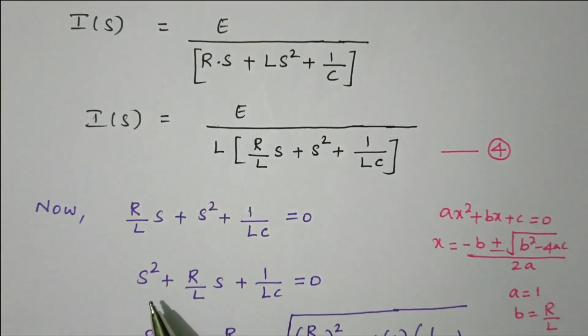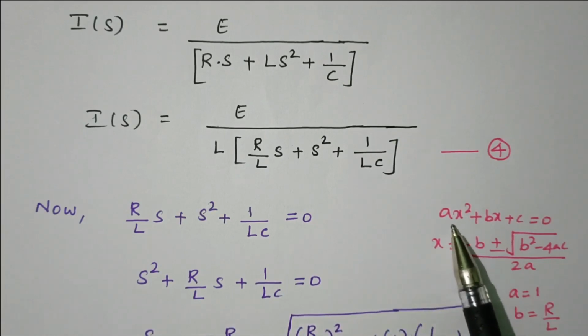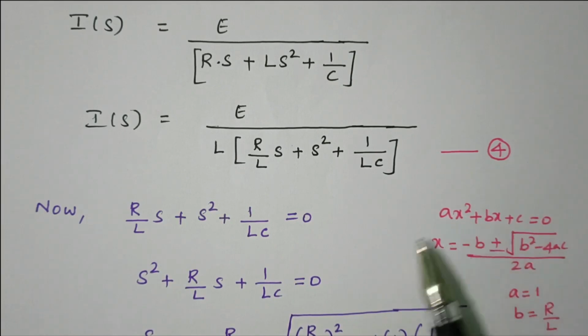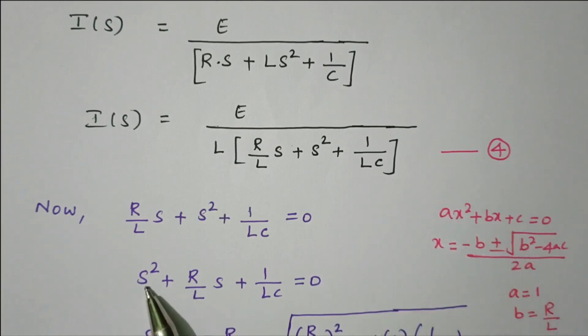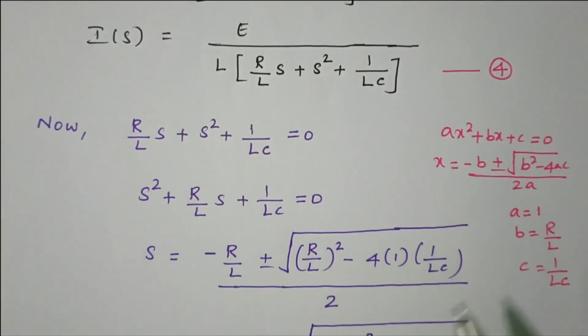Now we can rewrite that S square plus R by L S plus 1 by LC equal to 0. So this is very similar to the quadratic equation ax square plus bx plus c equal to 0. Right. Here a is 1. x square, x we are treating as S square. b is nothing but R by L. c is 1 by LC. Right. So a equal to 1, b equal to R by L, and c equal to 1 by LC.